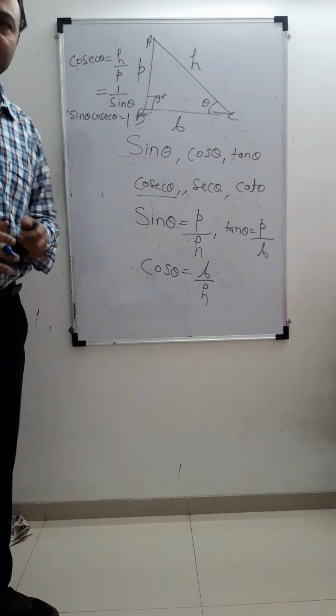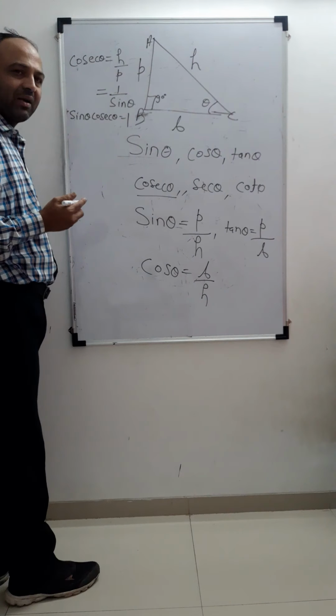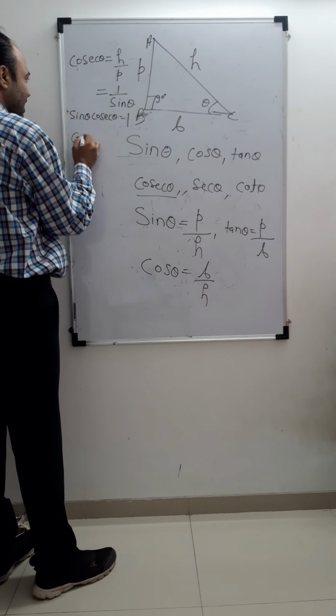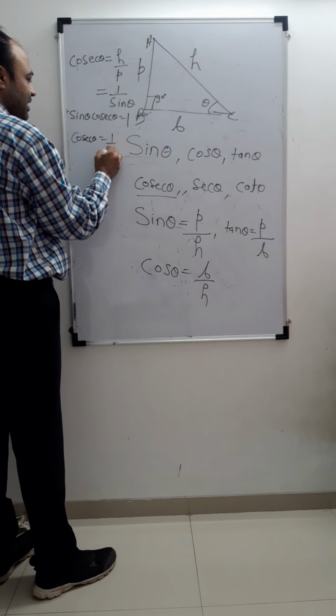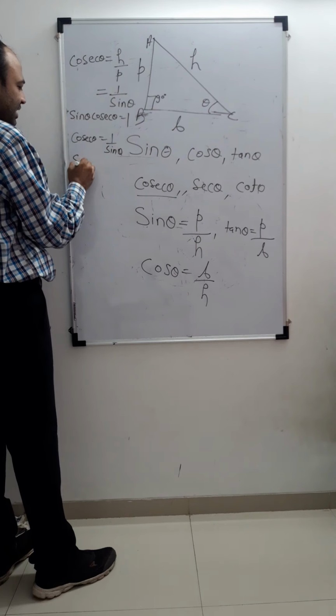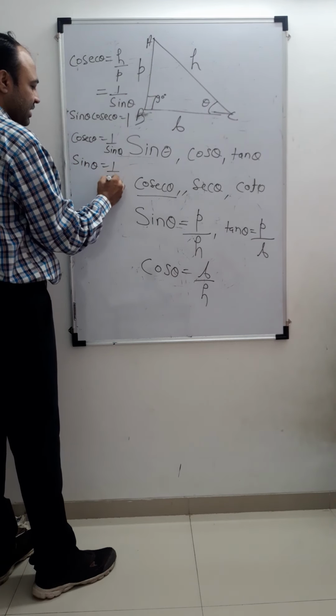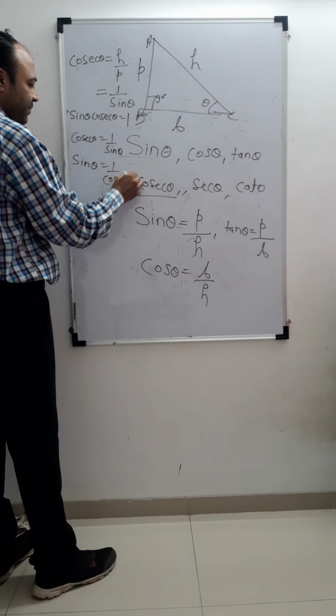So in this relationship, what it says is that sine theta is the opposite of cosec theta, or cosec theta is the opposite of sine theta. Right? That is why the product is 1. So we can write cosec theta is 1 by sine theta, or sine theta is 1 by cosec theta. Correct? Same way, cos and sec.